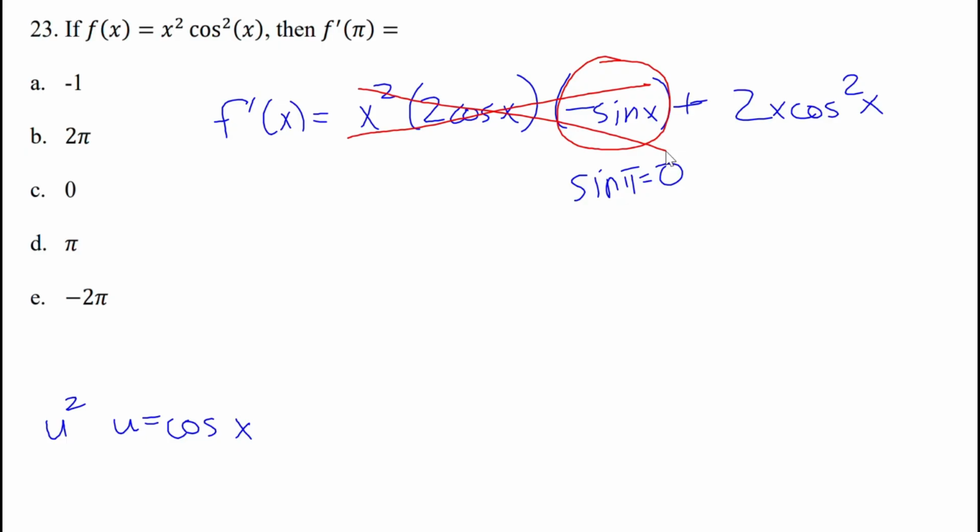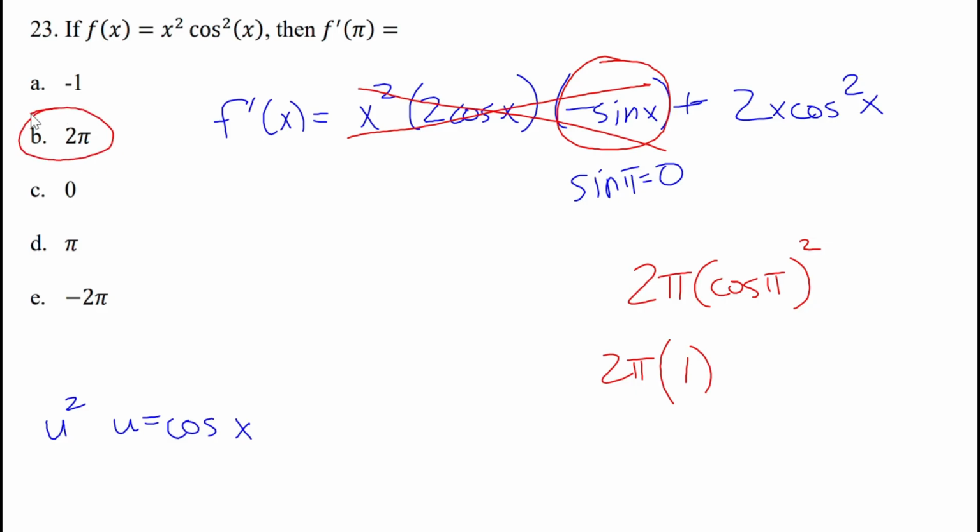So all we're really left with is 2 times x, or 2 times pi, times the cosine squared of pi, right? Well, the cosine of pi is -1, so we square that, we just get 1. Well, 2 pi times 1 is just answer choice B, 2 pi.